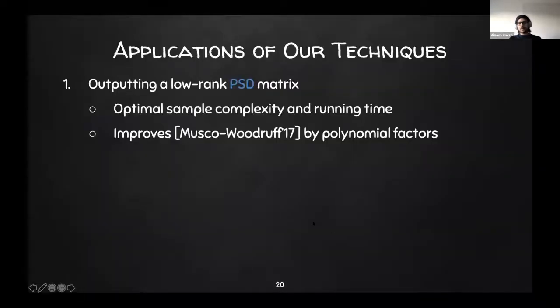Okay, so a few applications of the techniques that we develop in this work. We can extend our approach to outputting a low rank approximation which itself is PSD. In the original problem, we had no constraint over the low rank matrix that we end up outputting, but we can also accommodate this additional constraint that the output itself is a PSD matrix, and this is important in some applications. And we obtain optimal sample complexity and running time for this problem and improve prior work by polynomial factors.